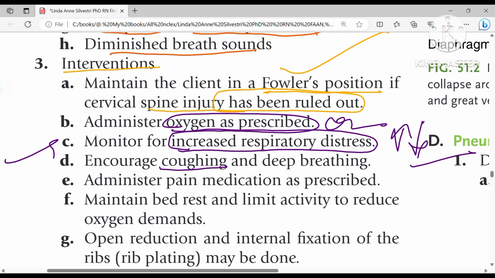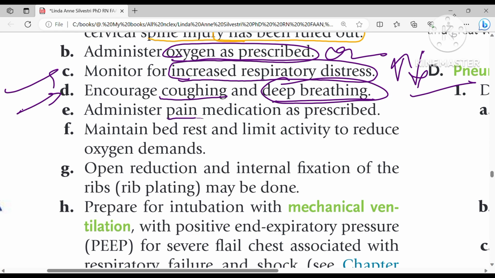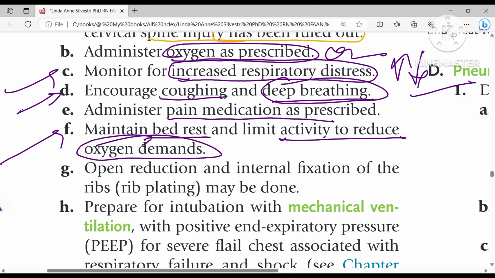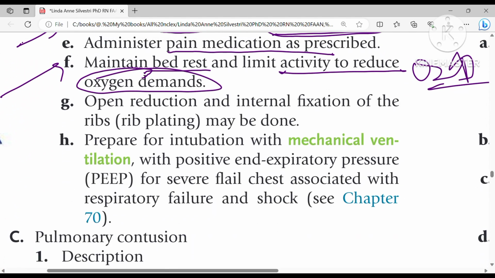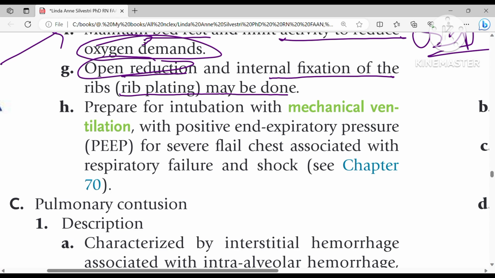Encourage coughing and deep breathing exercises. So we should ask the patient to cough or do deep breathing. And administer pain medication as prescribed. Maintain bed rest and limit the activity to reduce the oxygen demand. We should ask the patient to limit his or her activity, otherwise oxygen demand will increase. The next point is open reduction and internal fixation, plating may be there. This we can do in rib fracture also.